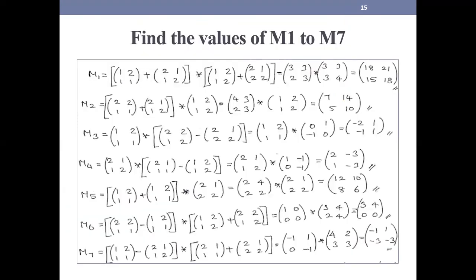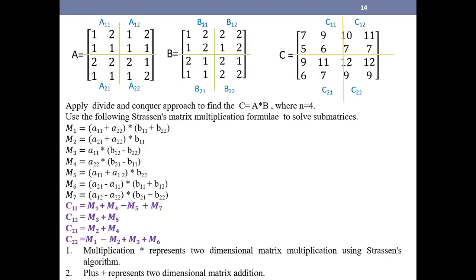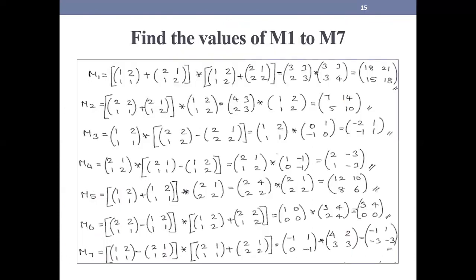So how do we find the values from M1 to M7? Apply the formula. What is first? We will see what M1 is: A11 plus A22. So A11 is 1 1, 1 1, applied here. Then the next value is plus, then the next two values are a multiplication. So we add 2 matrices. It's a matrix addition. See the result, and that is multiplied with the second part. So this is a 2-dimensional matrix addition. Here, if n is a 4 cross 4 matrix and we apply the divide and conquer approach, the input is a 2 cross 2 matrix.